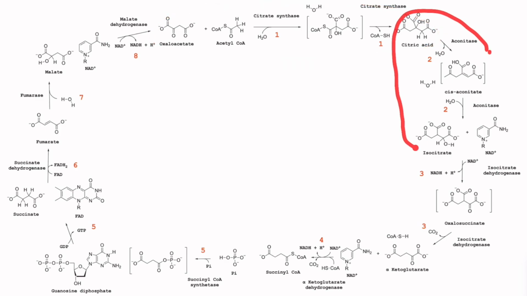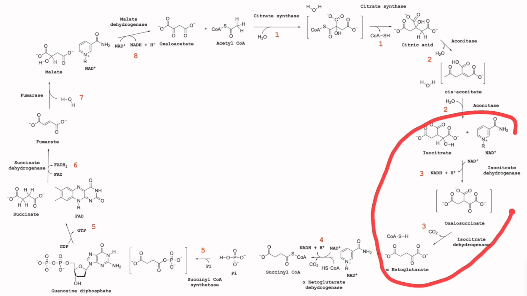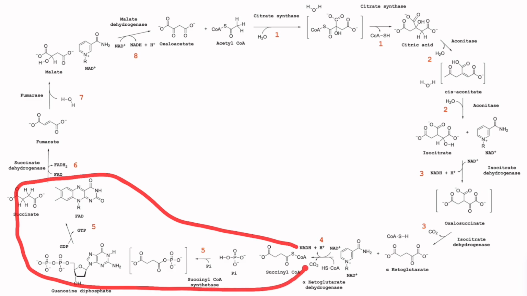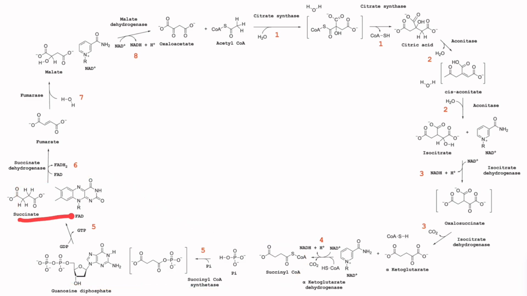Second reaction, we have aconitase. Third, isocitrate dehydrogenase. Fourth, alpha-ketoglutarate dehydrogenase. 5, succinyl-CoA synthetase. 6, succinate dehydrogenase. 7, fumarase. And 8, malate dehydrogenase.